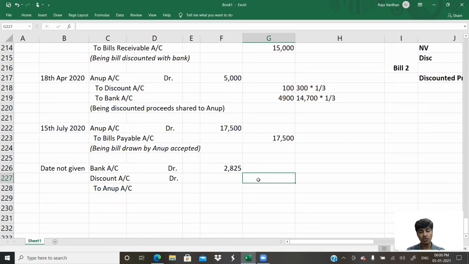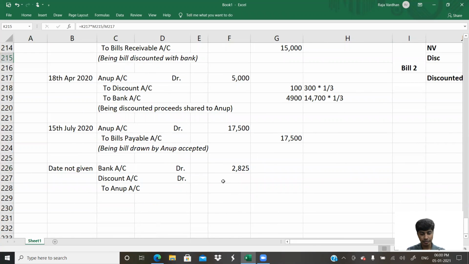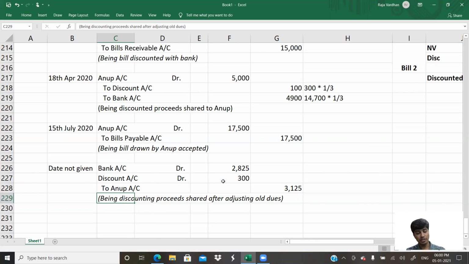Now, discount. What is the share of discount that is transferred to Suresh? Suresh's share of discount. How much? 300. 300 rupees is his expense. What should be the amount that should be returned to Anup account here? Total. How much is it? 2,825 plus 300. It comes to 3,125. What is this? Being discounting proceeds shared after adjusting old dues. You get that? Done.